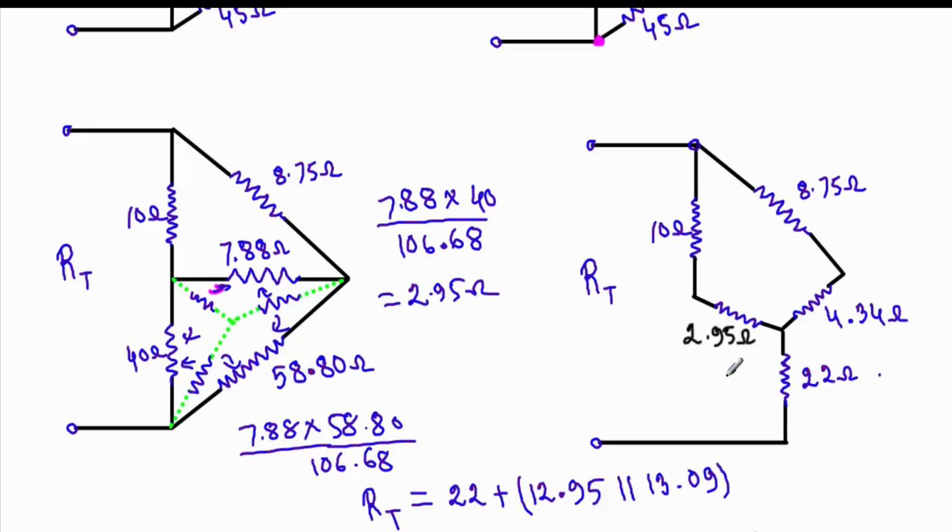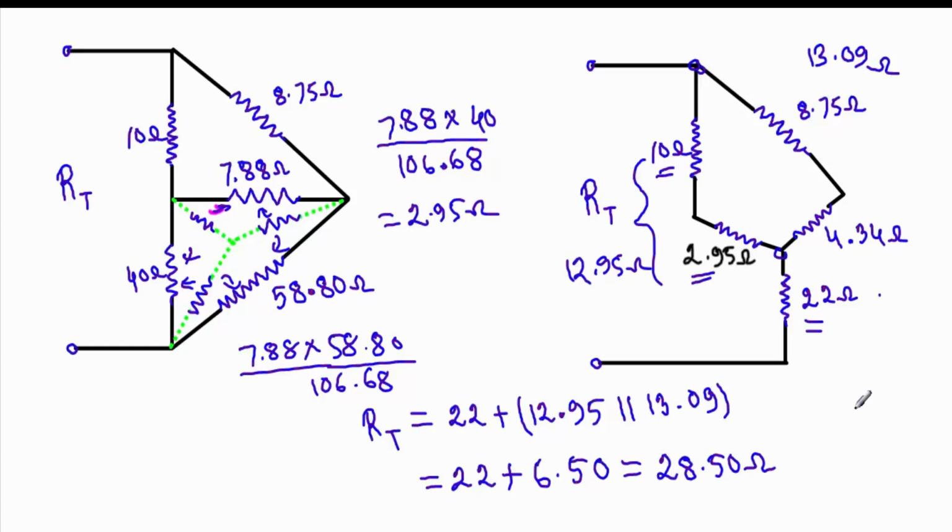Now look at this terminal and this terminal. With respect to them, this 10 ohm, this 20 ohm and this 2.95 ohm resistances are connected in series, so I can reduce it to 12.95 ohm. This 8.75 and this 4.34 resistances are connected in series, which will be equal to 13.09. The parallel of 12.95 and 13.09 ohm is equal to 6.05 ohm, and it is in series with this 22 ohm. So RT will be equal to 22 plus 6.50, which will be equal to 28.50. So this is our total or equivalent resistance of this circuit.